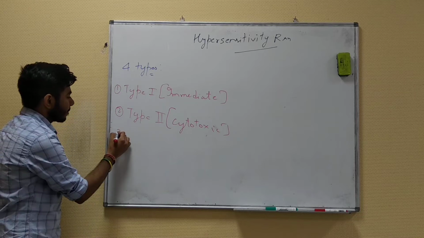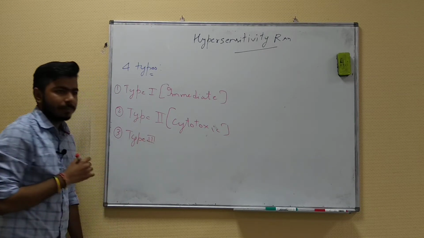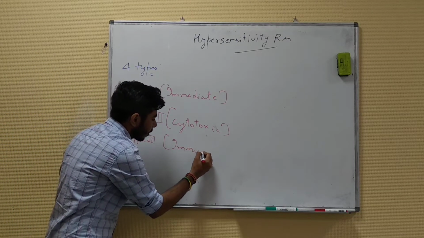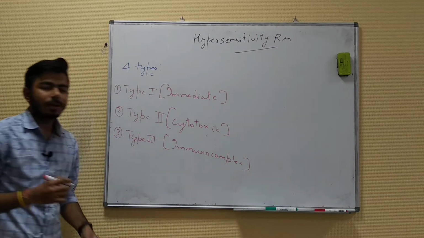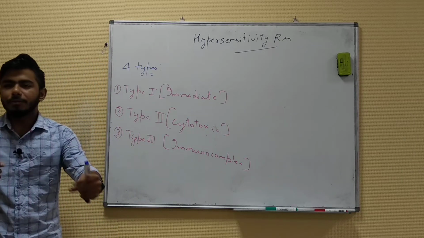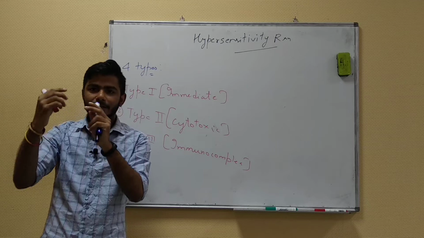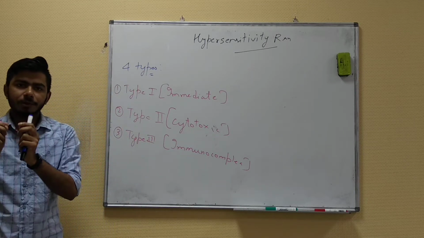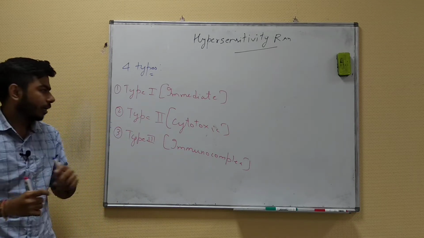Type 3, in type 3 you will be having immunocomplex. What is immunocomplex? Immune complex is whenever the antigen binds with the antibody, and that complex we call it as immune complex or immunocomplex. We'll be talking about how this immunocomplex will be disturbing the machinery of your body later on.